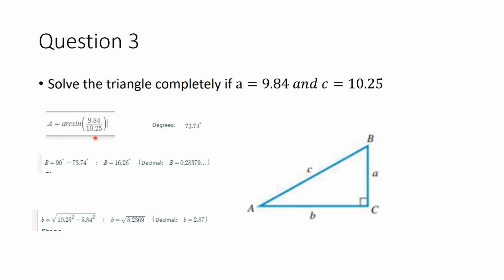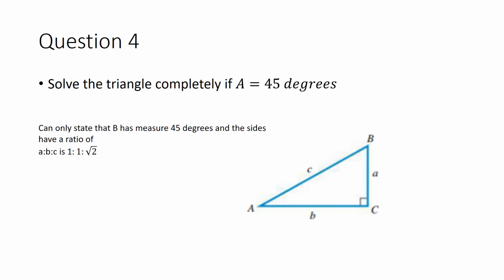Angle A is going to be the inverse sine of 9.84 over 10.25, and so you should get 73.74 for that. And if you subtract that from 90, you get that angle B must be 16.26 degrees.